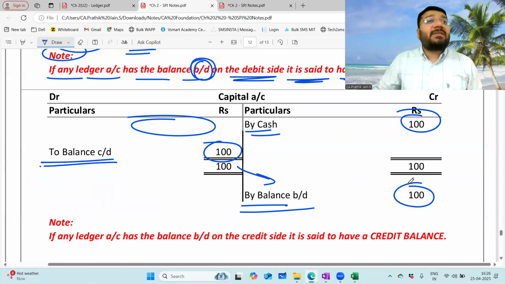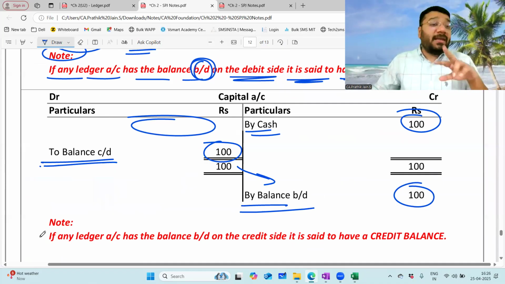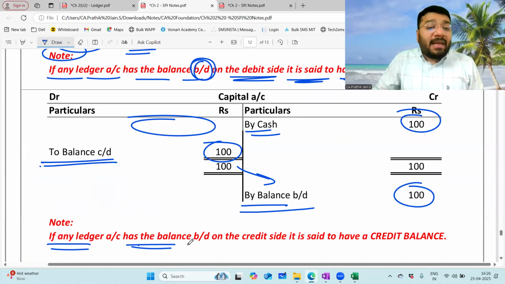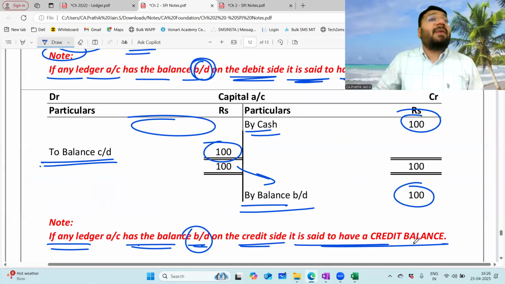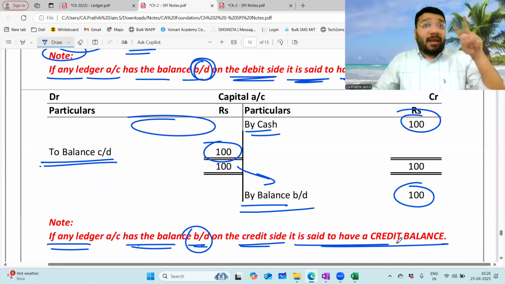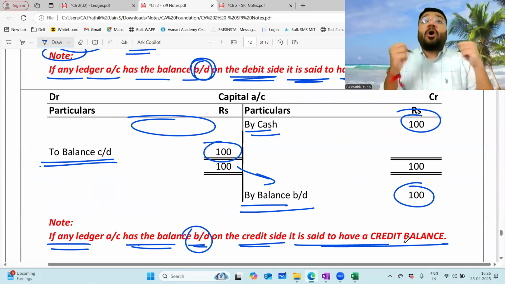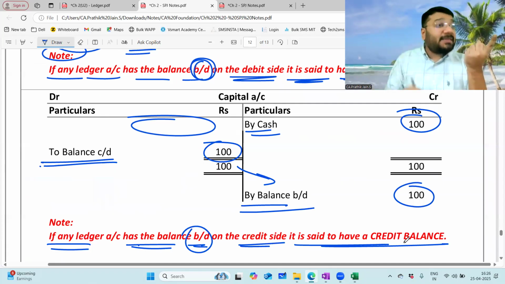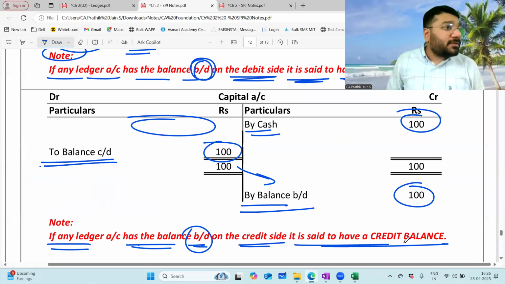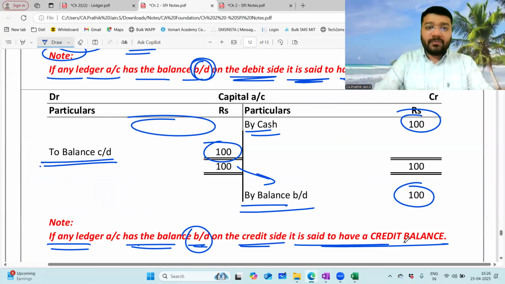Now, once you have the balance brought down on the credit side, this particular ledger is said to have a credit balance. If any ledger account has the balance brought down on the credit side, it is said to have a credit balance. That is why capital and liability always have what balance? Credit balance. So asset and liability capital are opposite to each other. If asset is debit balance, liability is credit balance. Any problem in this?